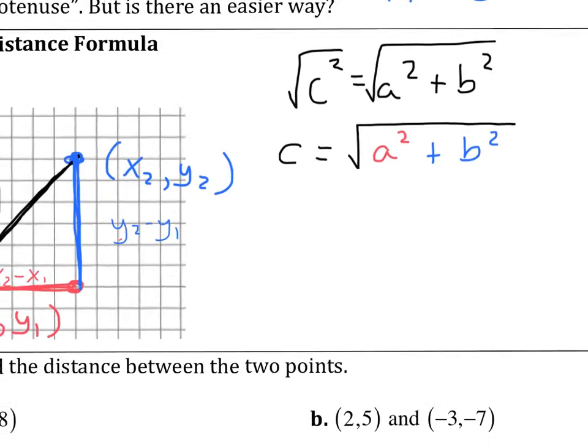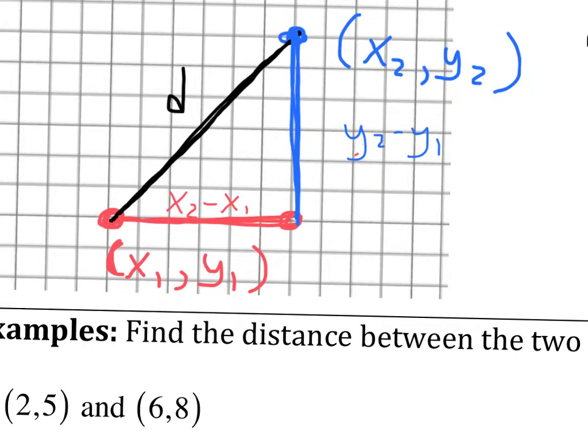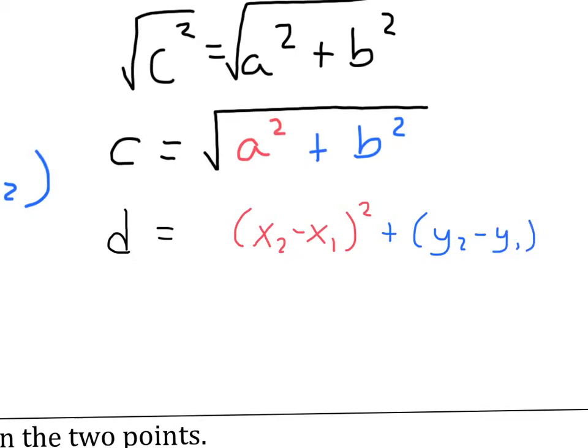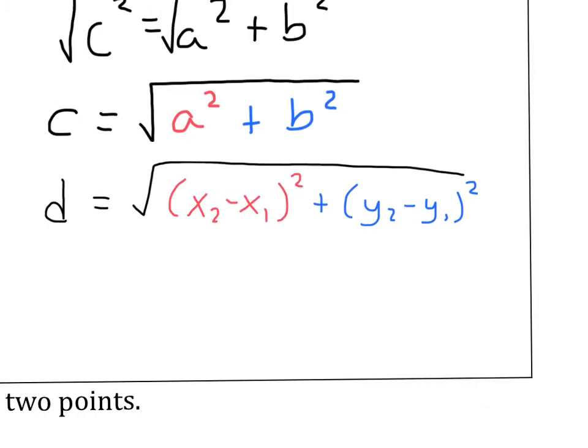Now notice here, how do I find the length of the horizontal? I subtract the x's. How do I find the length of the vertical? I subtract the y's. So if I substitute in, I get this. Instead of c, I'm going to call it d for distance. Instead of a, I'm going to write the subtraction. You just subtract your x's and square it. And instead of the b, I'm going to write the subtraction of the y's. Like so. And everything needs to be square rooted. Oops, and I forgot to put a square there. So this is your new best friend called the distance formula.